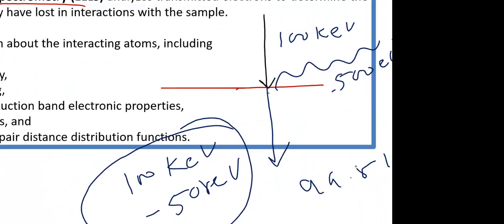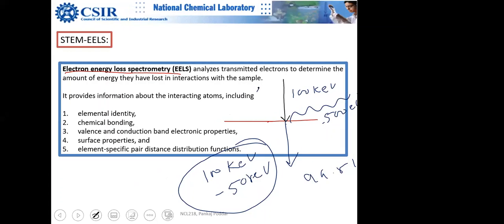So suppose you have one electron of energy 100 kilo electron volt, and another electron of 99.5 kilo electron volt. Believe me, it is not very easy to distinguish between these two electrons. That's why EELS is a very expensive technique. But chemistry students will be especially happy because it can give you not only elemental identity but also bonding nature, valence band, conduction band, electronic properties, and surface properties, for example, how clean the surface is, and all kinds of things.